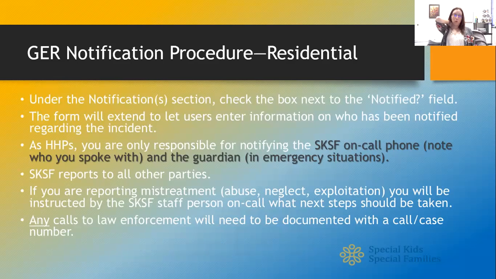Okay, so the general event report notification procedure for residential. A lot of this might be just repeating what I said above, but it is worth repeating. Under the notification section in Therap, which I'll show you when we do the training on how to do a GER, you want to check the box next to the notified field. The form will extend to let users enter information on who has been notified regarding the incident.